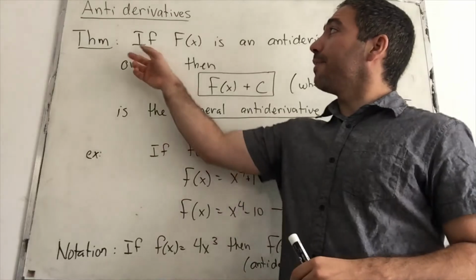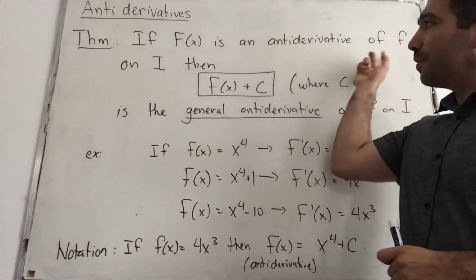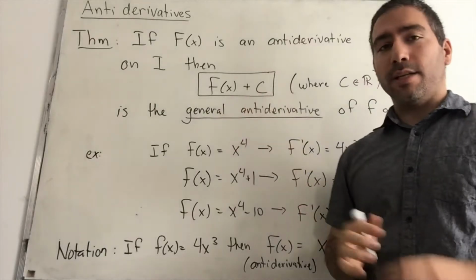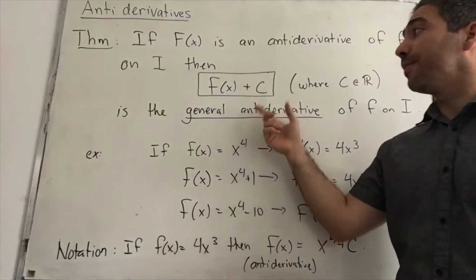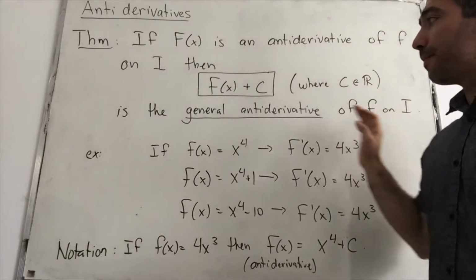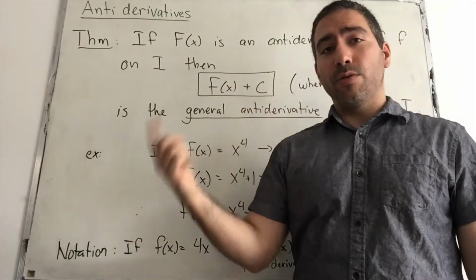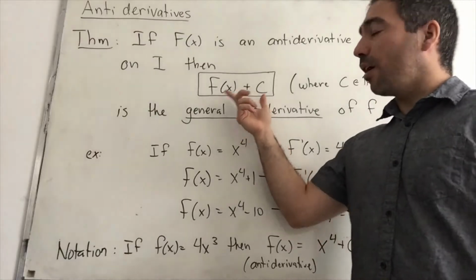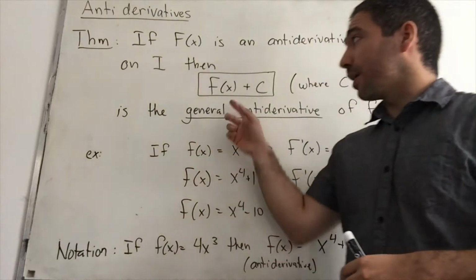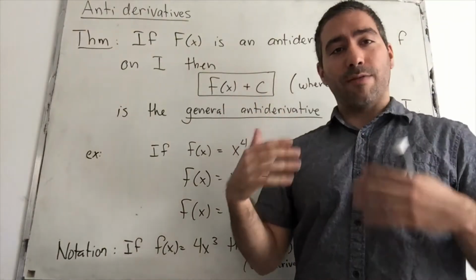So the theorem states that if capital F of x is an antiderivative of little f on an interval I, then capital F of x plus c is what we call the general antiderivative, where c is a constant, any real number, of f on I. So essentially when you're antideriving, what you're going to get is not a function, but what we call a class of functions or a family of functions, okay? So you don't have one single option, you have many.